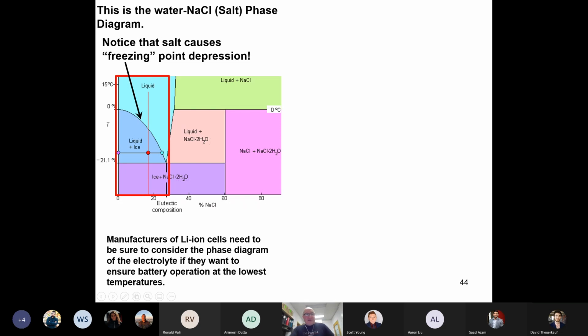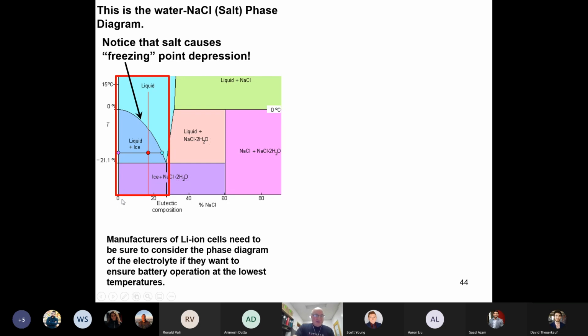I want to talk today about electrolyte freezing. Obviously, if a liquid electrolyte freezes in a lithium-ion cell, it's not going to be very valuable because the ions won't move and you'll get no current from the cell. So I just wanted to start by talking about the water-salt phase diagram. It's actually pretty interesting, and you may not have thought of this before.